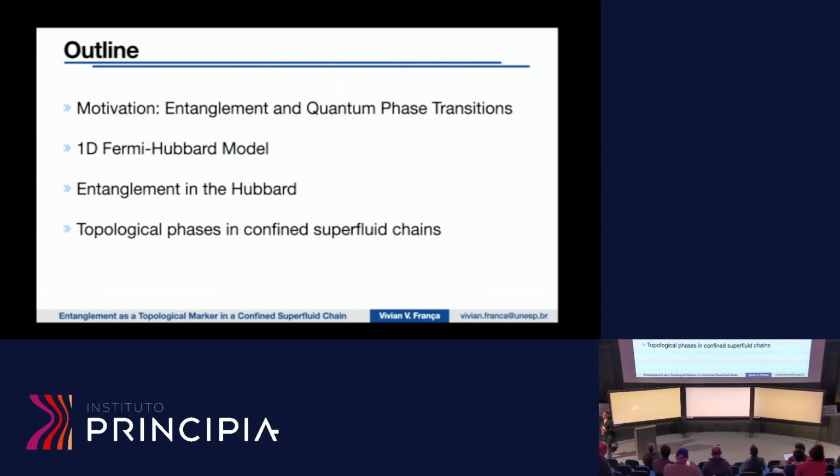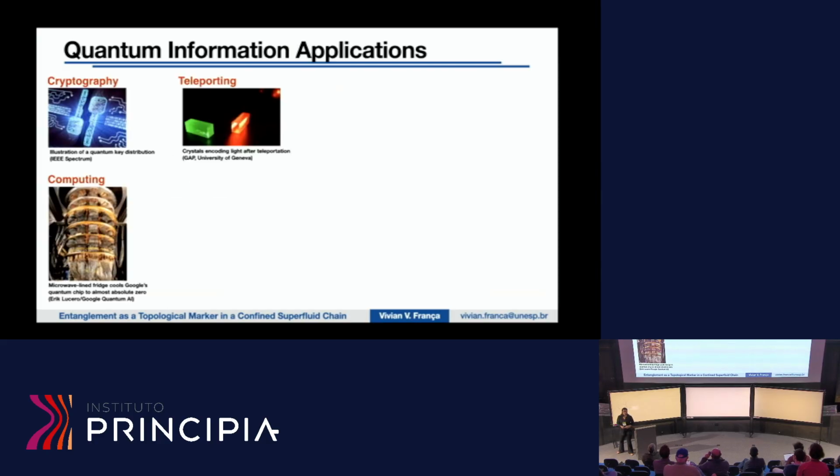Well, anyway, here is the outline of the talk. So first, I will give you a brief motivation, how we have been using entanglement to mark quantum phase transitions in a more general way. Then I will focus on the Fermi-Hubbard model, the one-dimensional one, and how we are looking at entanglement in these systems, particularly, and then reach the results that will be the main focus of this talk.